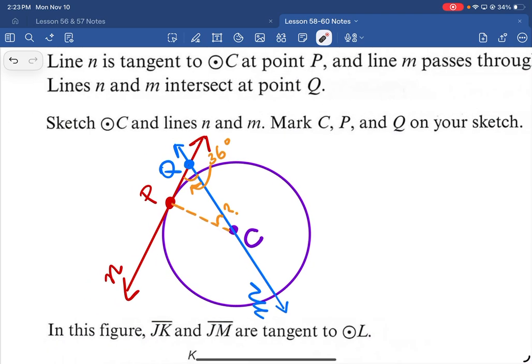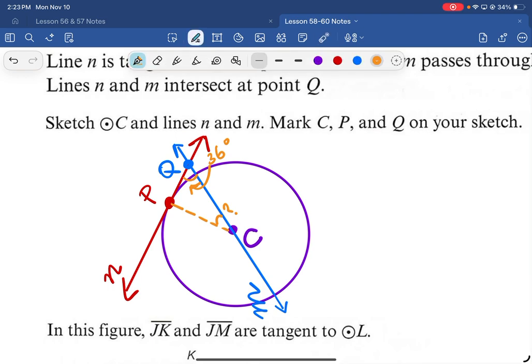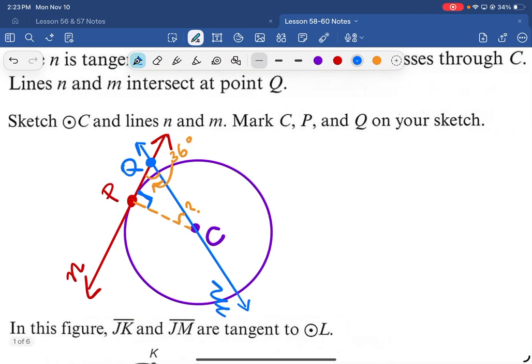Wouldn't P be 90? Very good. Did you hear what Harper said? She said that this right here is 90 degrees. We know that from theorem 58-1. We needed to know that in order to solve this.